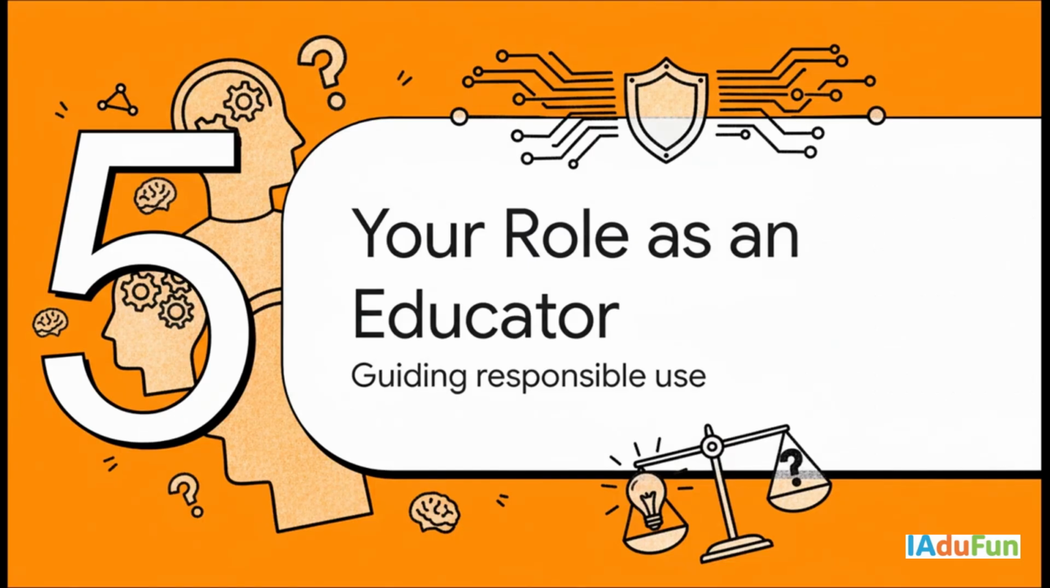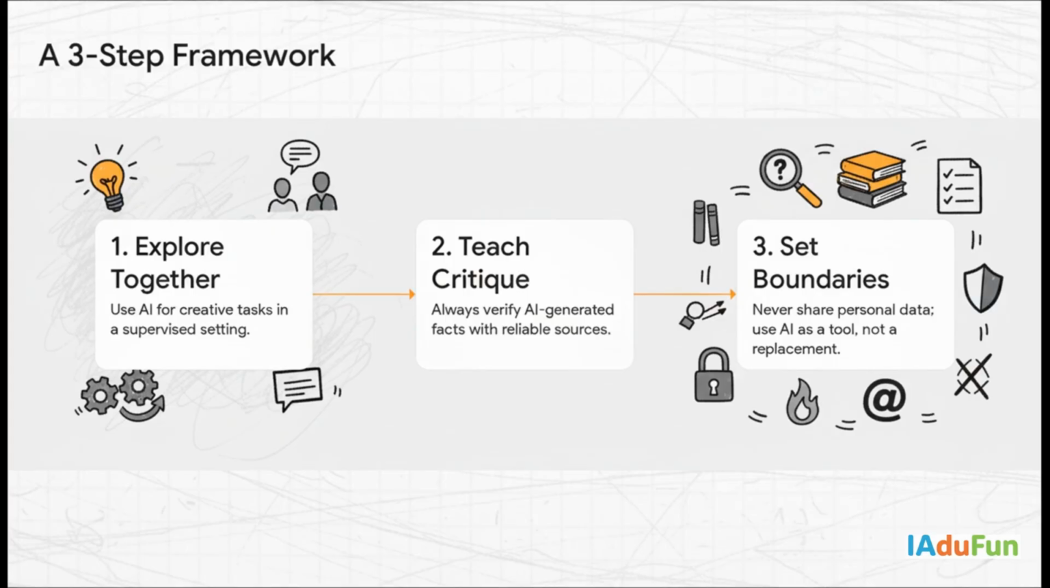Which brings us to the most important part of all this, our role. We can't just ignore it and hope it goes away. So we have to teach our students how to use it critically, how to be safe, and how to be ethical. So here's a simple 3-step plan.